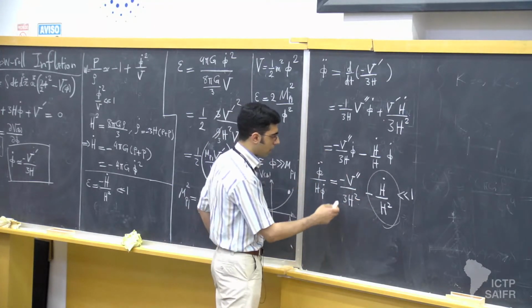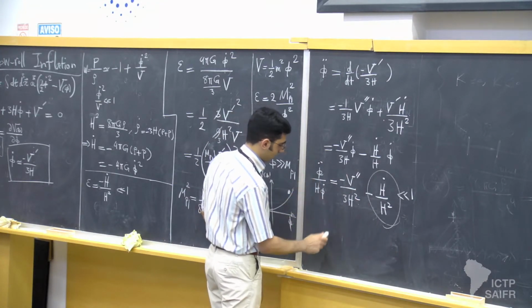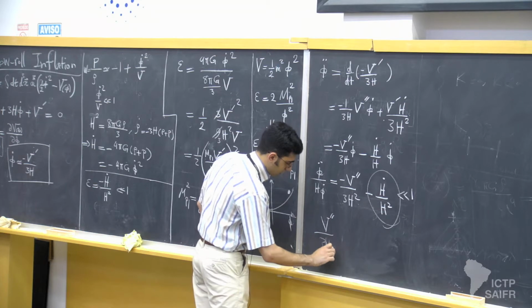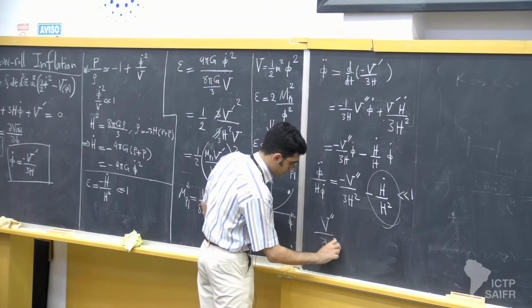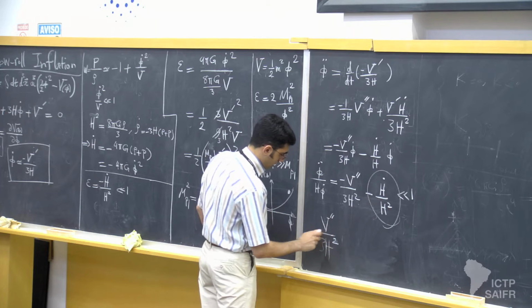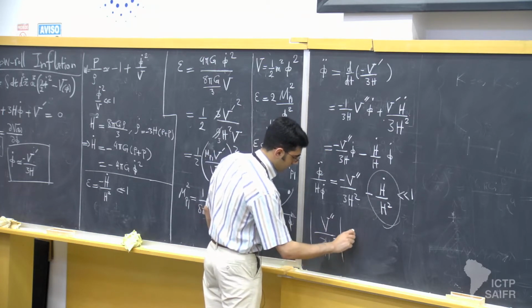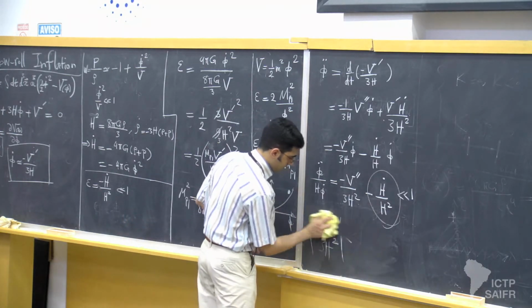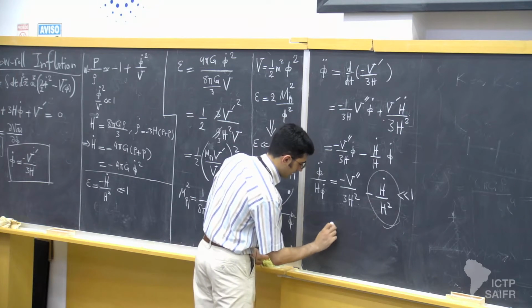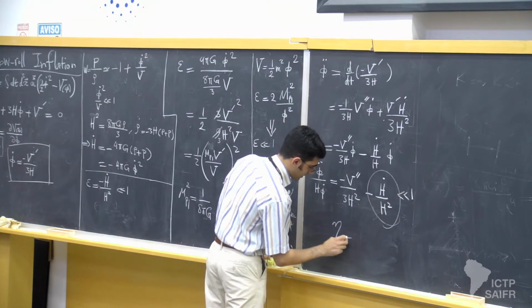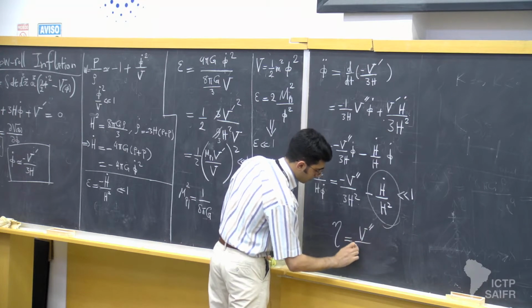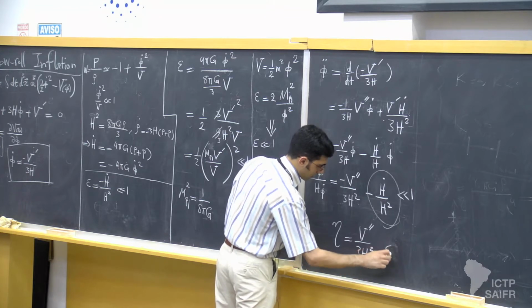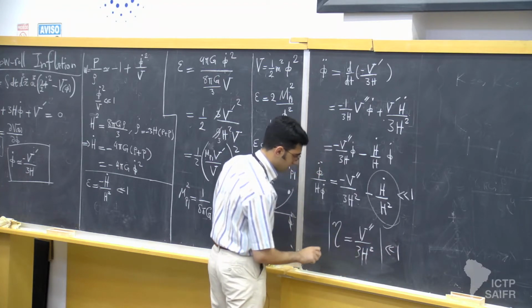So if this is small, then for this ratio to be small, we need another condition, that V double prime over 3h squared, its absolute value, has to be much less than 1. This other combination is called the second slow roll parameter. So this V double prime over 3h squared, we want this to be much less than 1 if we take its absolute value.